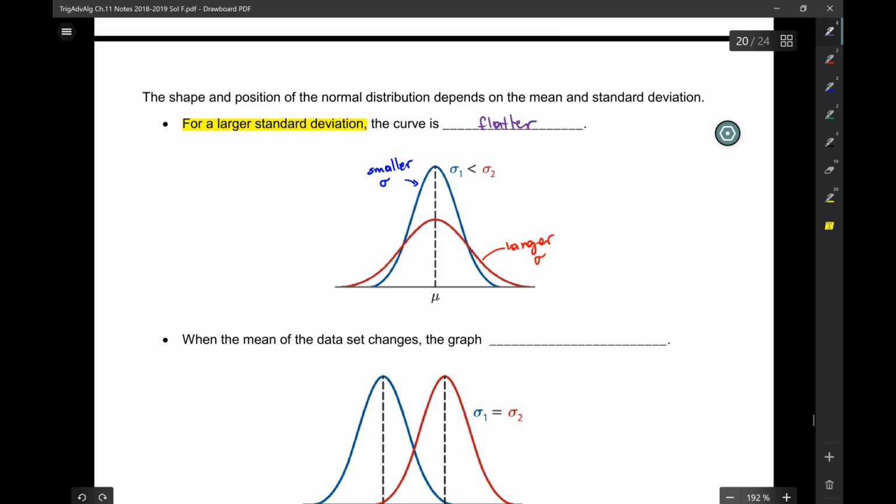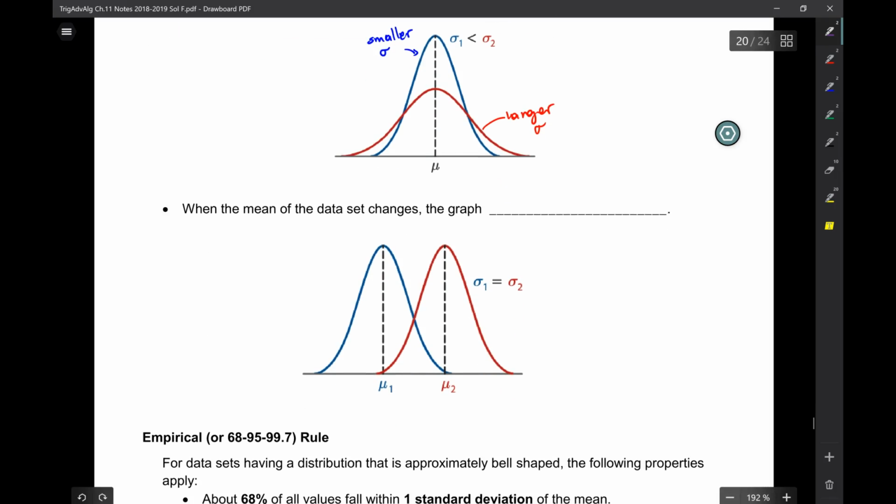Does that make sense to you? Take a look at the blue. It's got a small standard deviation. This dotted line is the average. If it's got a small standard deviation, all of the data values are very close to the average and they all pile up here. If it's got a high standard deviation like the red, the data values are more spread out, so it's flatter and wider. Isn't that cool?